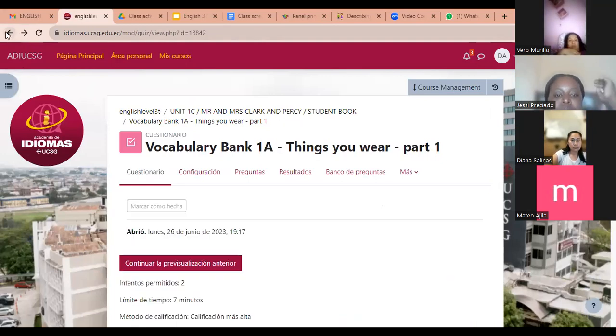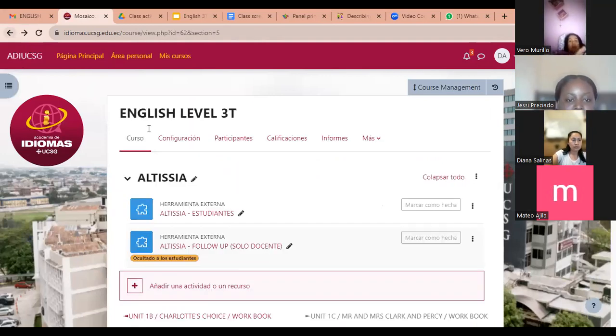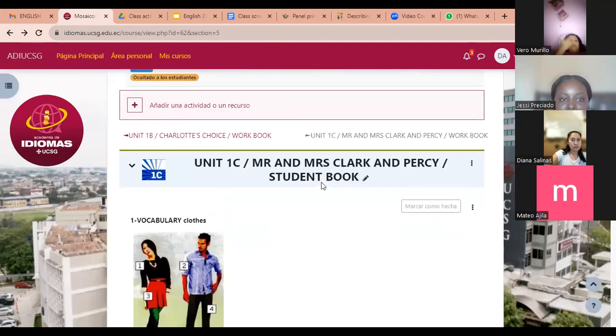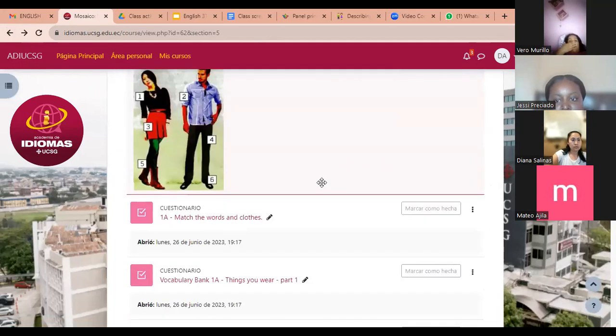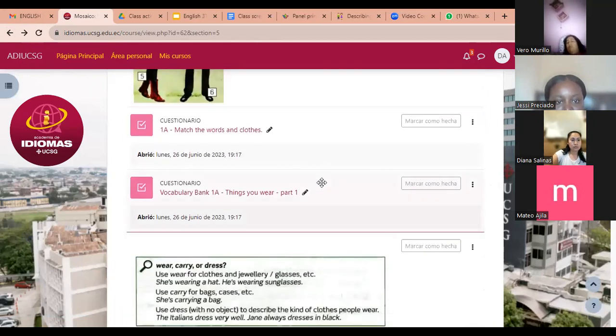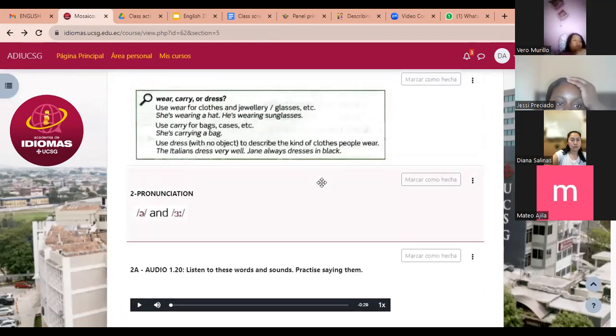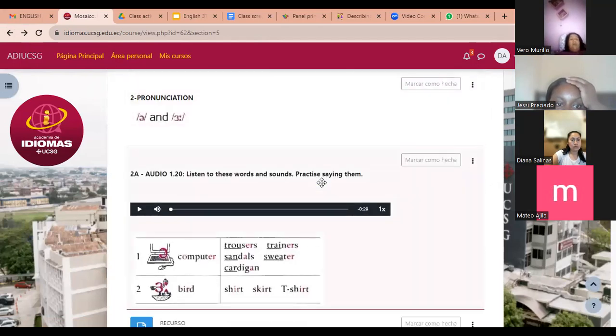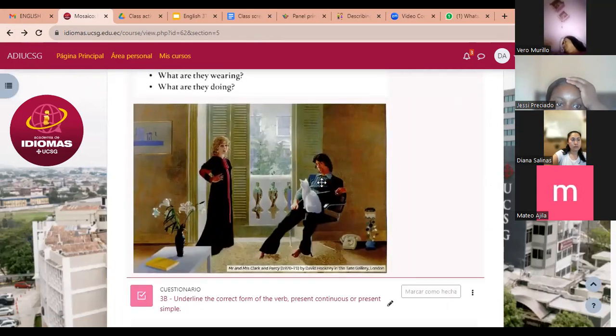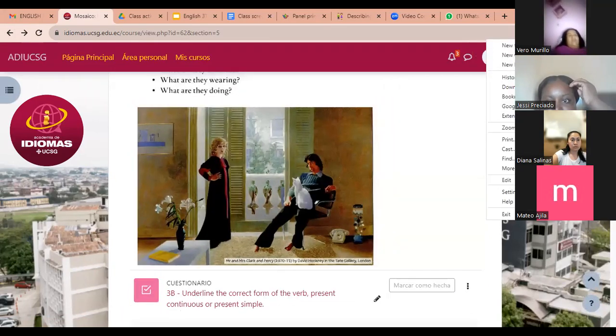Now, we're going to keep working on Moodle. And there's more practice. We already finished 1A. We matched the words and clothing. And then we did vocabulary bank 1A, things you wear, right? Okay. Then we have to move on to something about present continuous, right? But before we keep on going, I would like to show you this picture.